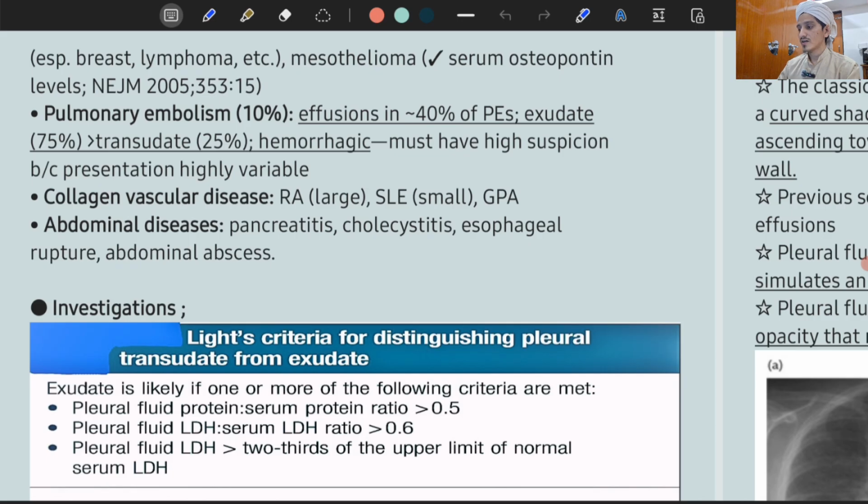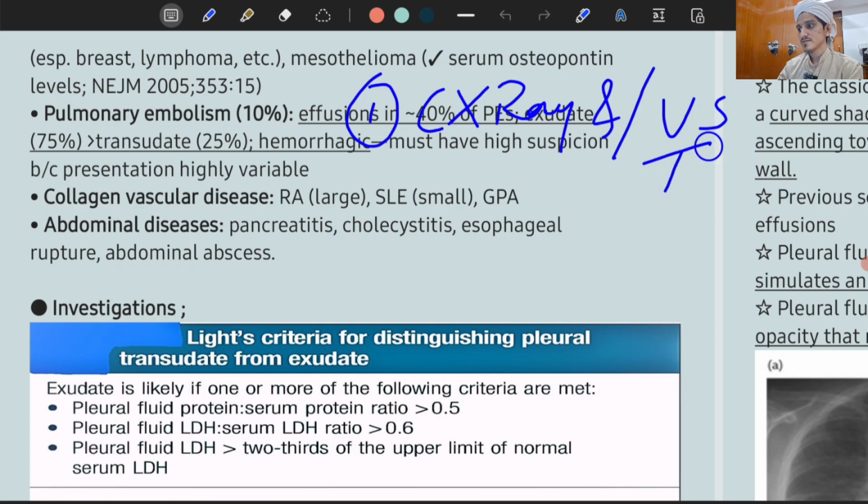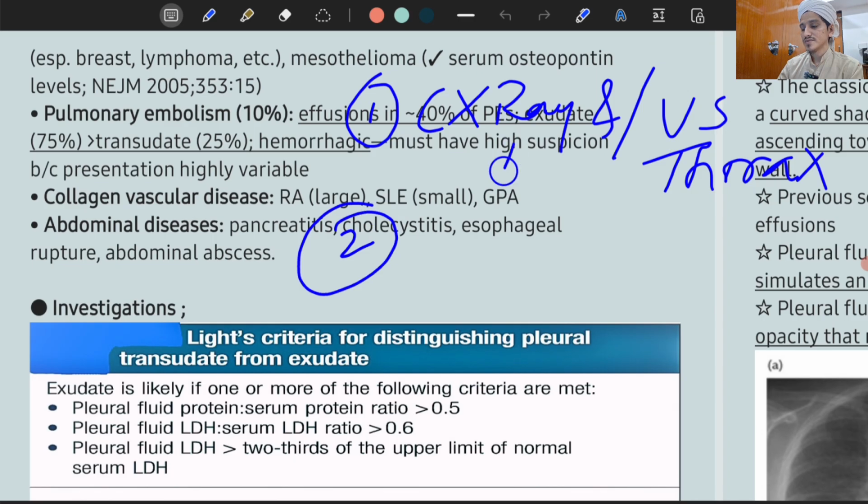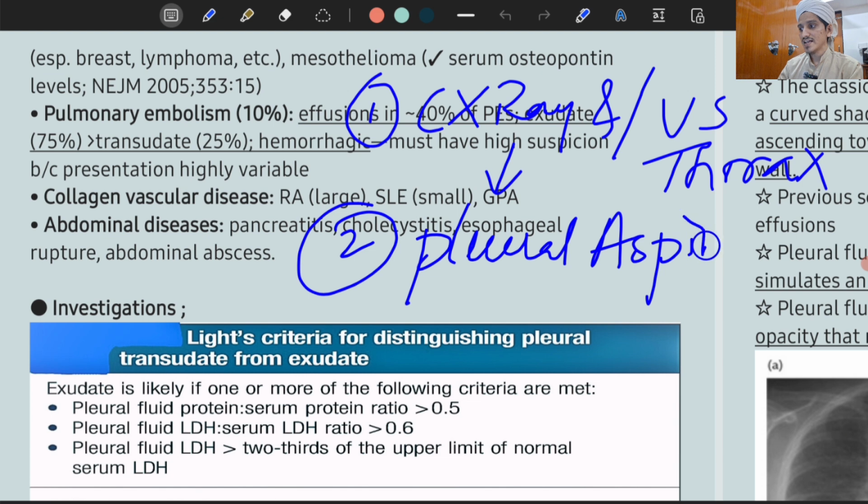Now, what investigation will you order? Remember the basic investigations. Whenever a patient comes to you with pleural effusion, number one, whenever you are suspecting it, you will do a chest X-ray and ultrasound thorax. Next, if needed, in some cases it is not needed, you will aspirate the fluid, pleural aspiration, and after aspiration, it can be either diagnostic or therapeutic.